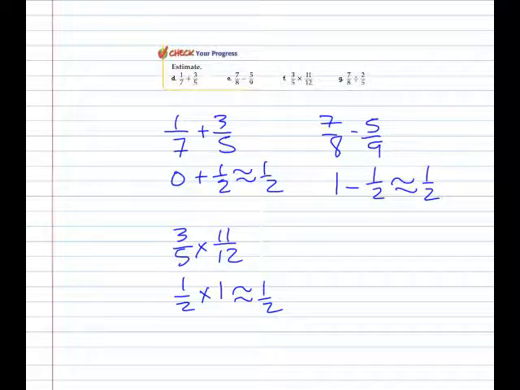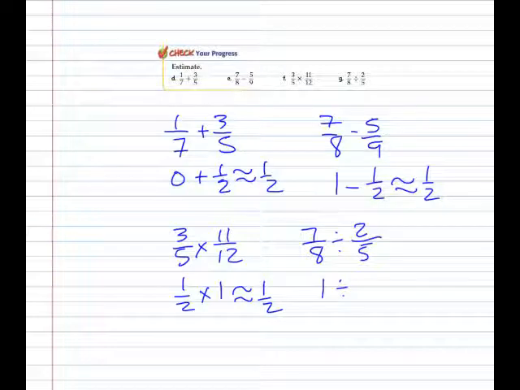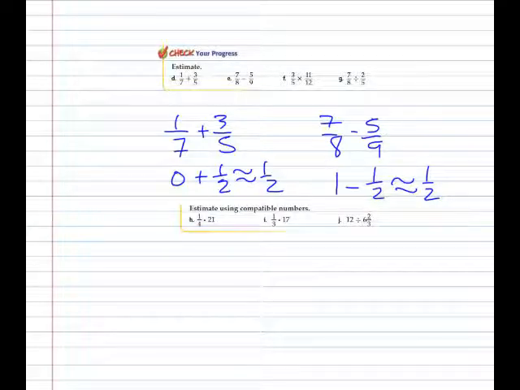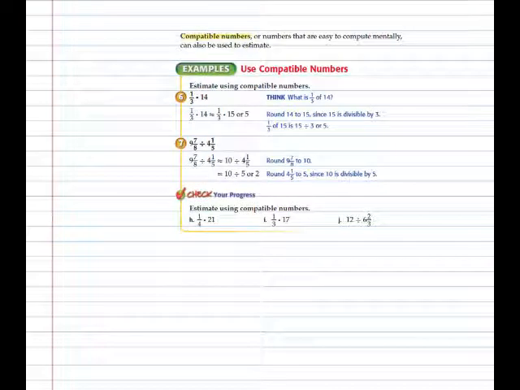In example G, 7/8 divided by 2/5. We're going to round 7/8 to 1. We're going to round 2/5 to 1/2. 1 divided by 1/2 is approximately 2. Compatible numbers, or numbers that are easy to compute mentally, can also be used to estimate.